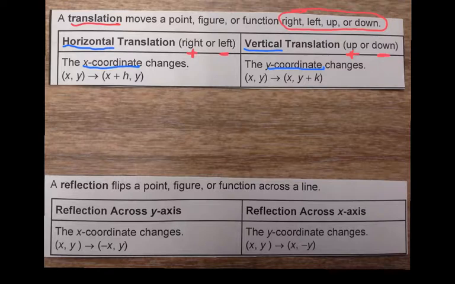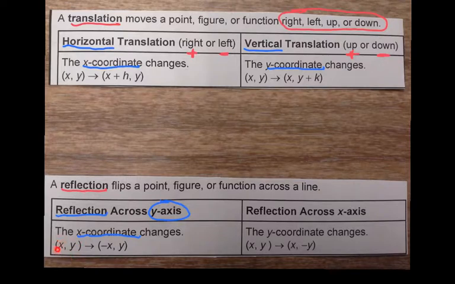Now let's look at reflection. A reflection flips a point, a figure, or a function across a line. So there's a reflection across the y-axis and there's a reflection across the x-axis. Let's look at the reflection across the y-axis. That's when you are going to change the sign of the x coordinate, the x value. So look at the point they give us.